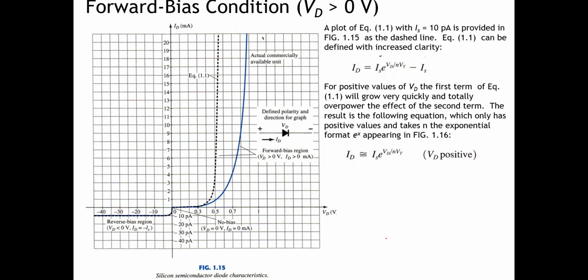I see that the ID before is I majority minus Is. Because Is is very small compared to the I majority, the ID becomes ID = Is e^(Vd/(N Vt)), so if the Vd is positive.